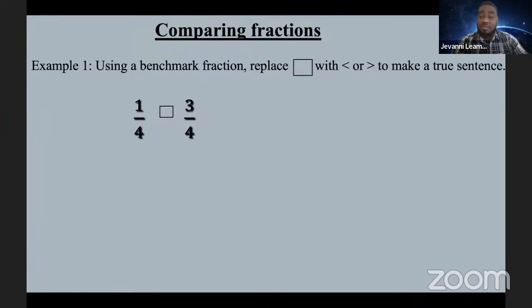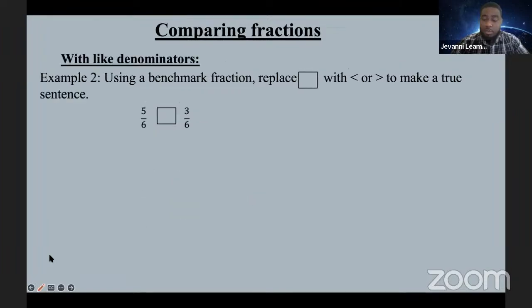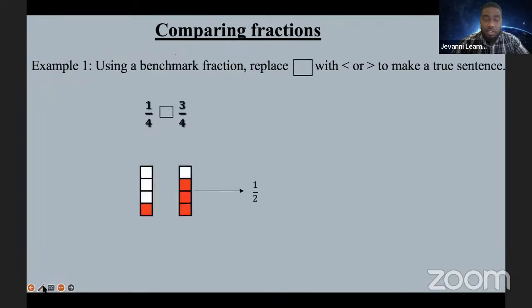So let's see. Now, this is just a representation of a quarter and 3/4. Now, the representation on the left side right here. Let me get my pen up. Sorry. All right. So which one do you think has more? Is it this one that has the 1/4 or the one that has the 3/4? Which one looks like it has more? Which one has more, the quarter or the 3/4?